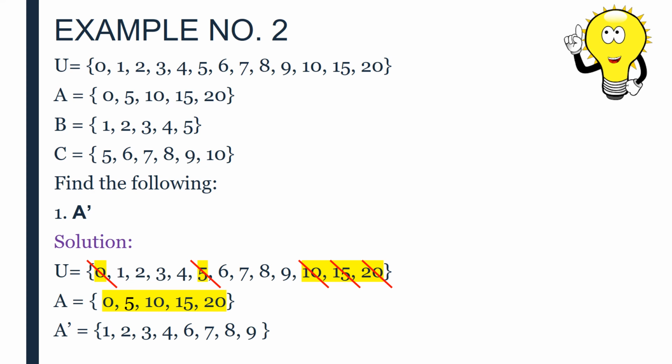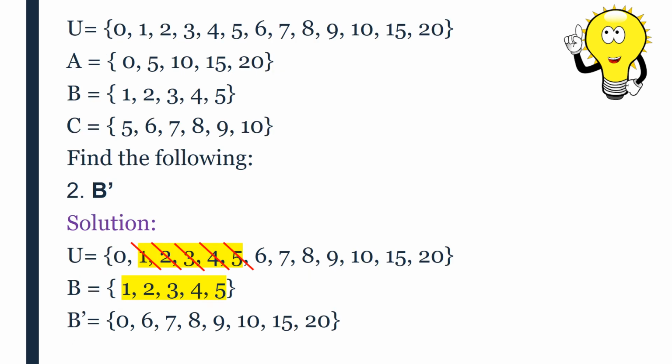So, tatanggalin natin lahat ng elements sa set A sa universal set. So, yung ating set A ay 0, 5, 10, 15, 20. So, i-remove po natin, ika-cancel po natin. So, yung matitira, yung magiging sagot natin ay 1, 2, 3, 4, 6, 7, 8, and 9.